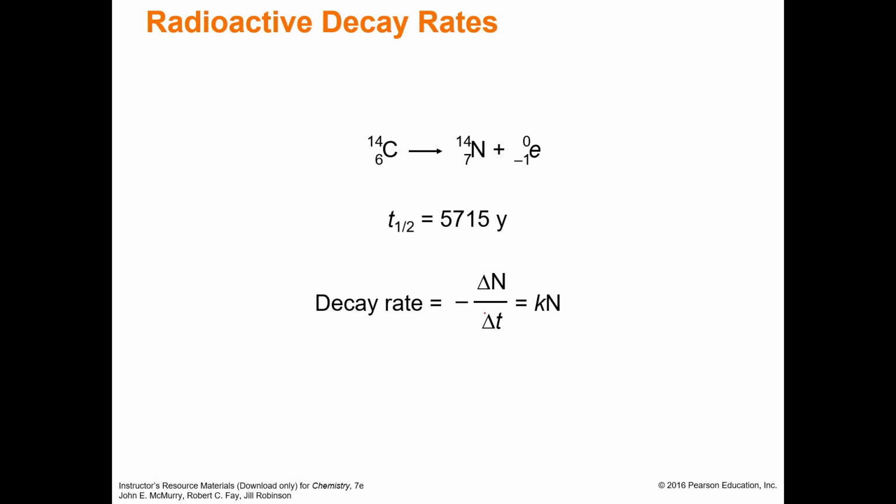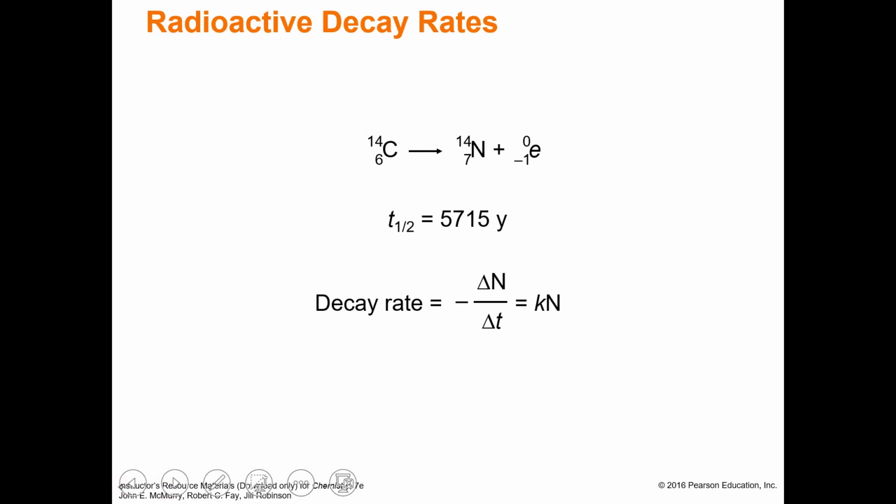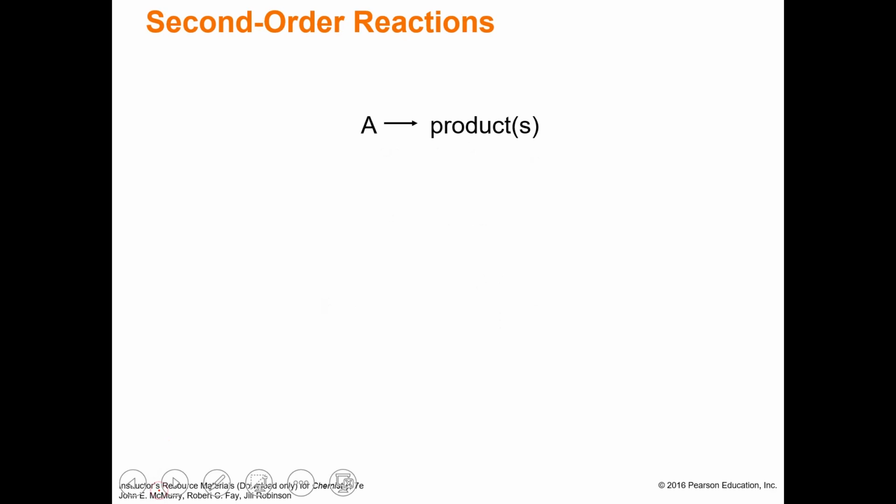So we can take the decay rate as the change in nitrogen over time, and we could use this to calculate the rate constant since we know what T1/2 is.